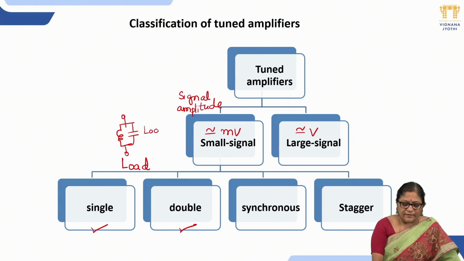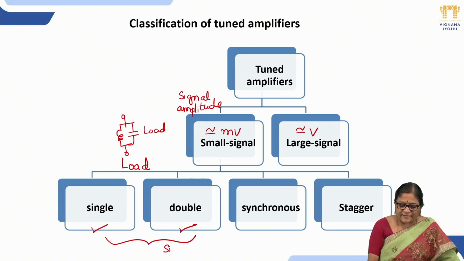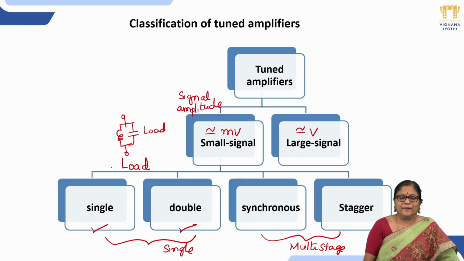But these are the single and double tuned, and these are single stage amplifiers of small signal. Synchronous and stagger tuned are multi-stage amplifiers based on small signal. But in large signals, almost all these combinations are available. But small signal amplifiers are considered in our class, in our description, or in our video.